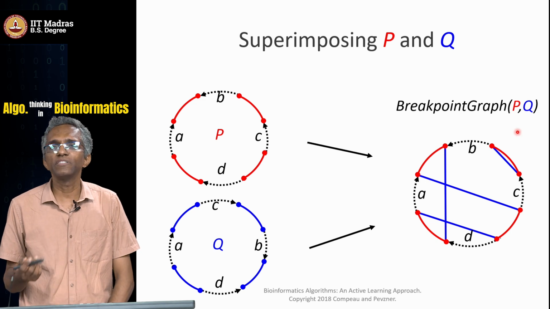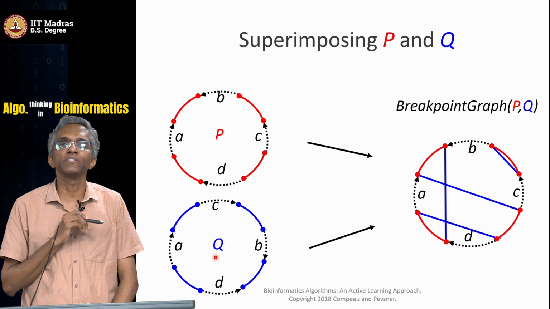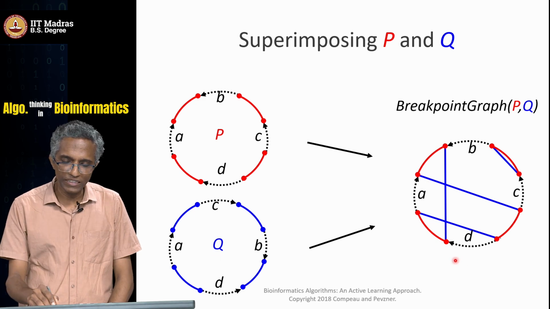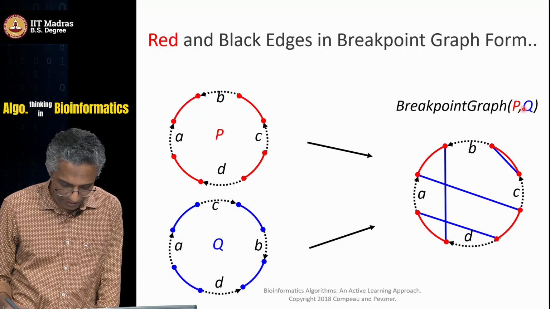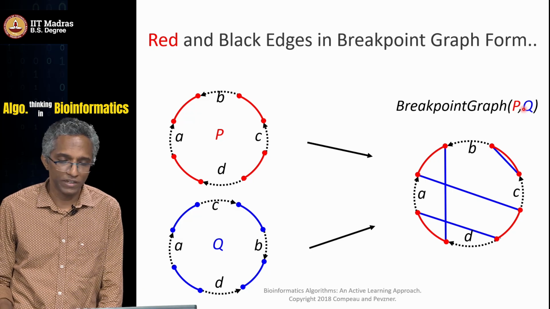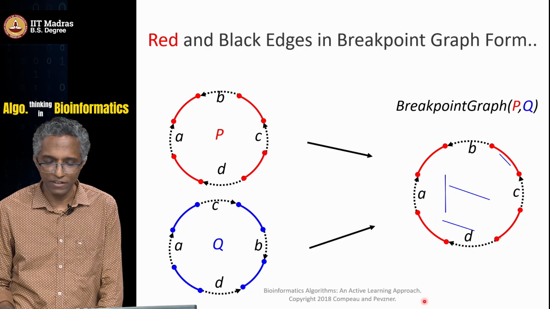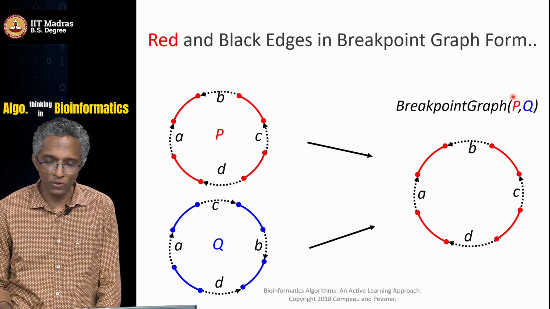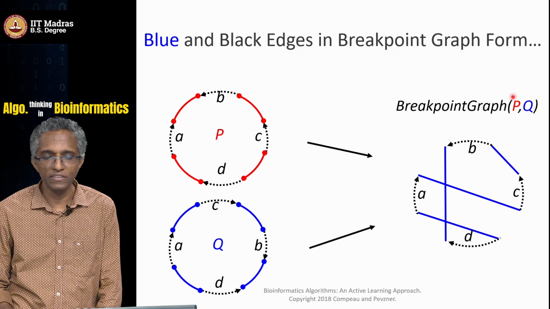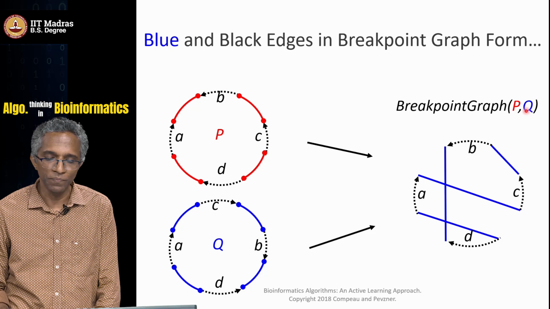The breakpoint graph is simply the union of edges in the circular representation of P and the circular representation of Q. Okay. And then this breakpoint graph has some nice properties. If you look only at the red and black edges in the breakpoint graph, right, then you will get back the first permutation P. If you only look at the blue and black edges, right, in the breakpoint graph, then that has the target permutation Q, right.